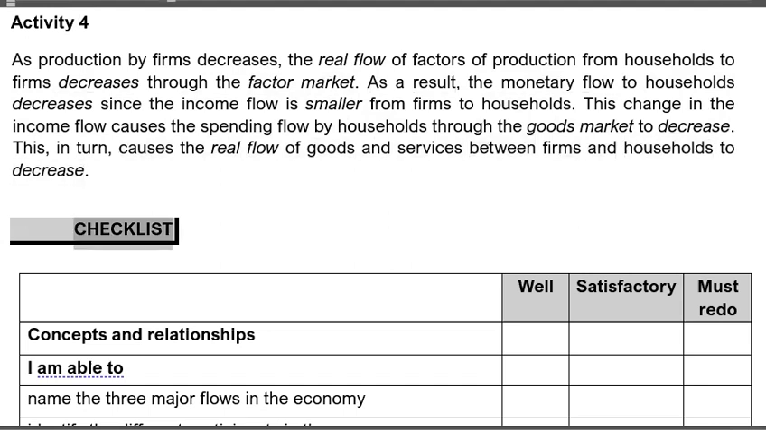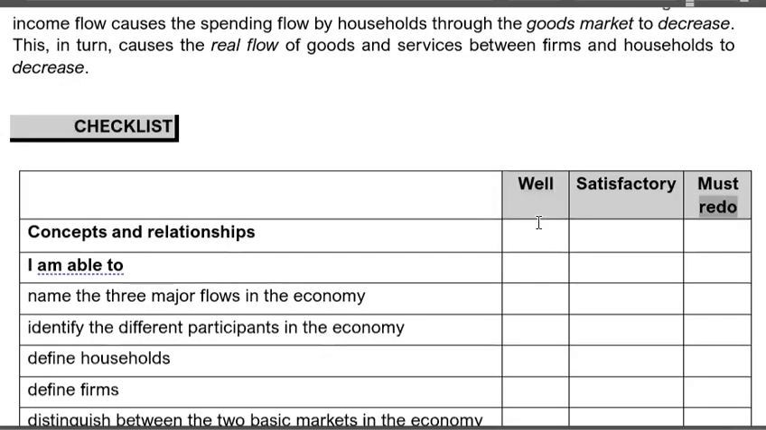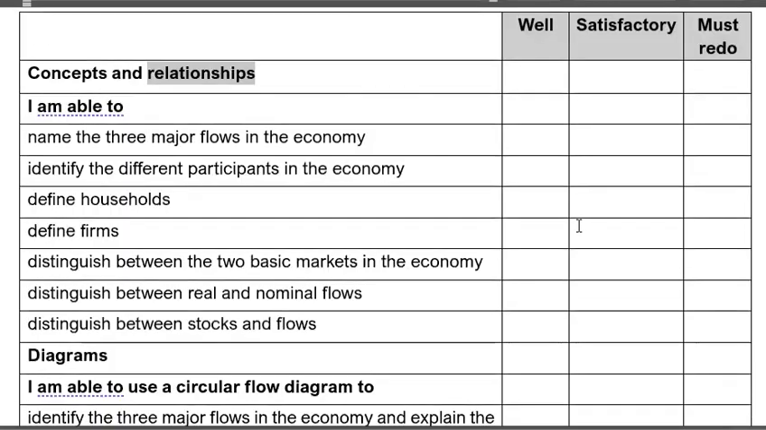Checklist. Well. Satisfactory. Must redo. Concepts and relationships. I am able to: name the three major flows in the economy; identify the different participants in the economy; define households; define firms; distinguish between the two basic markets in the economy; distinguish between real and nominal flows; distinguish between stocks and flows.